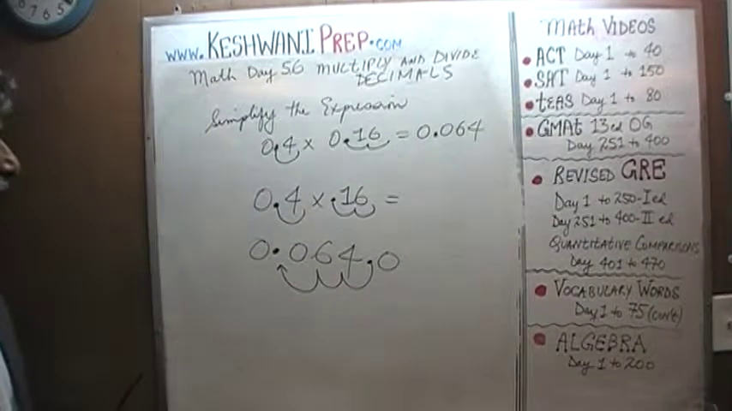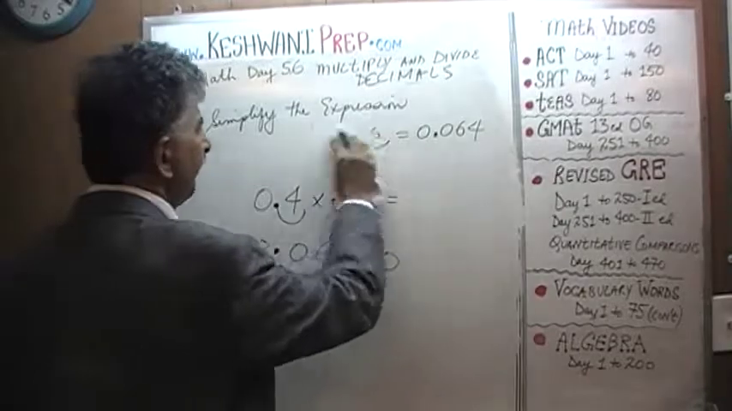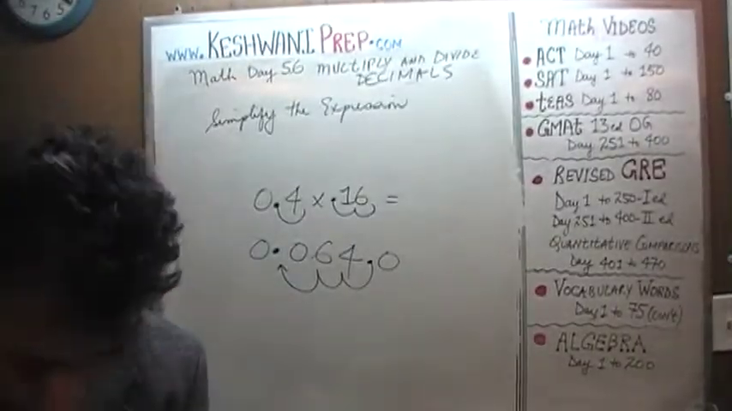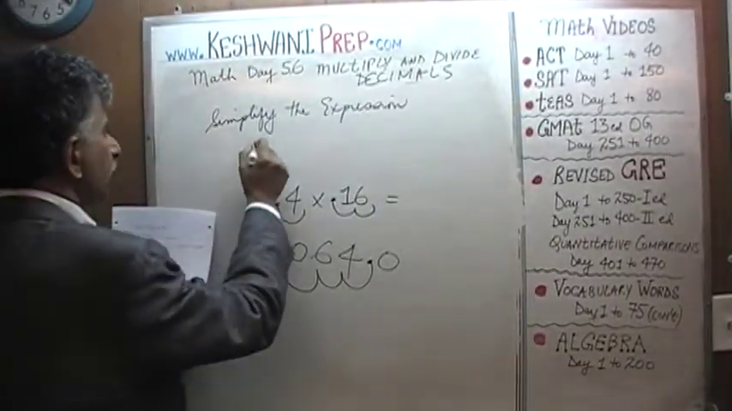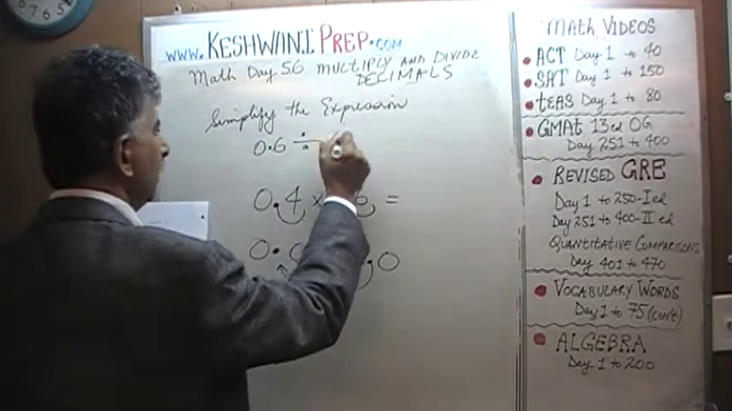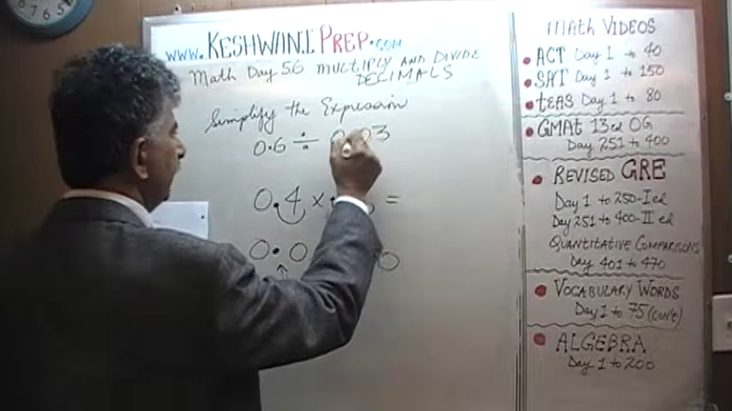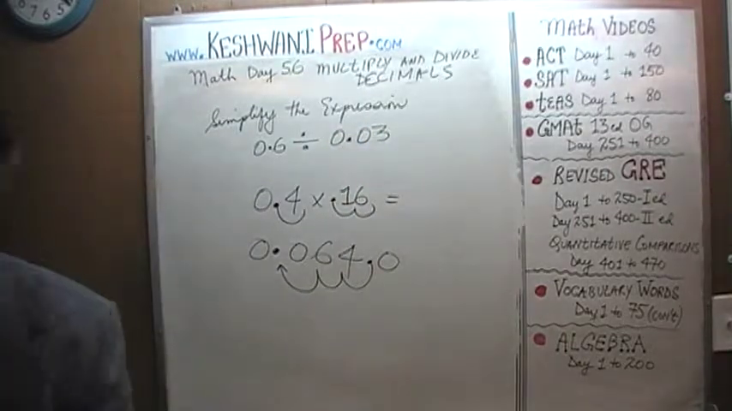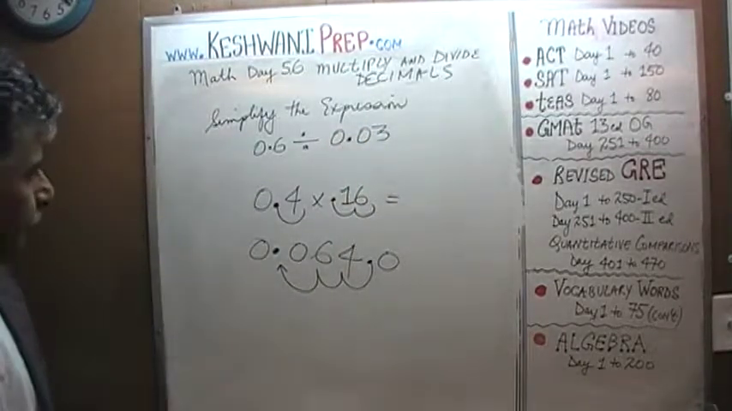Let's do one more. Same exact deal. Simplify the expression, it says, 0.6 divided by 0.03. Do it yourself. It's a very straightforward problem.